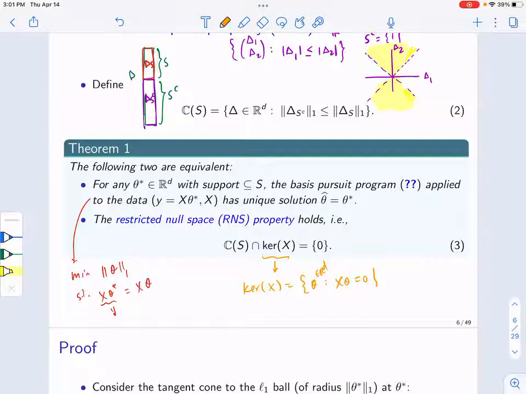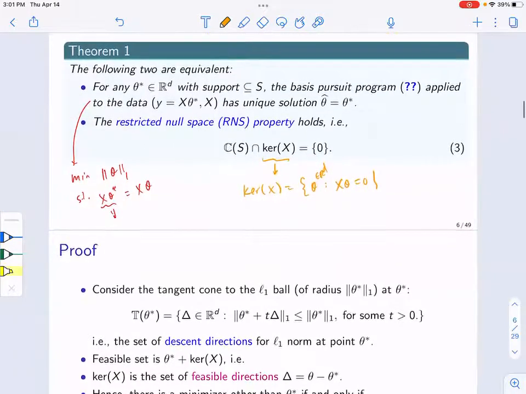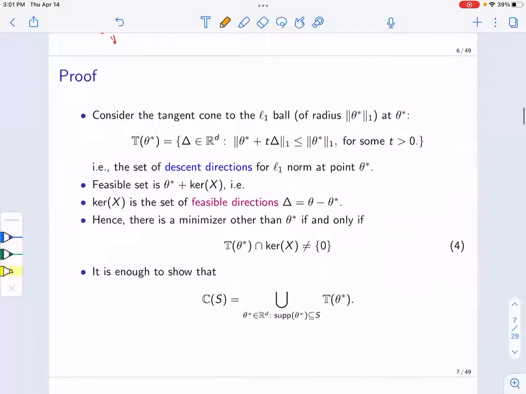For obvious reasons, this is called the restricted null space property. So this is the null space, and this is a restricted null space. So this is saying the restricted null space of X is trivial. Okay, so how do we prove it? The proof is very interesting, at least the one that I have here. It sort of is in the book. It's a very geometric proof.